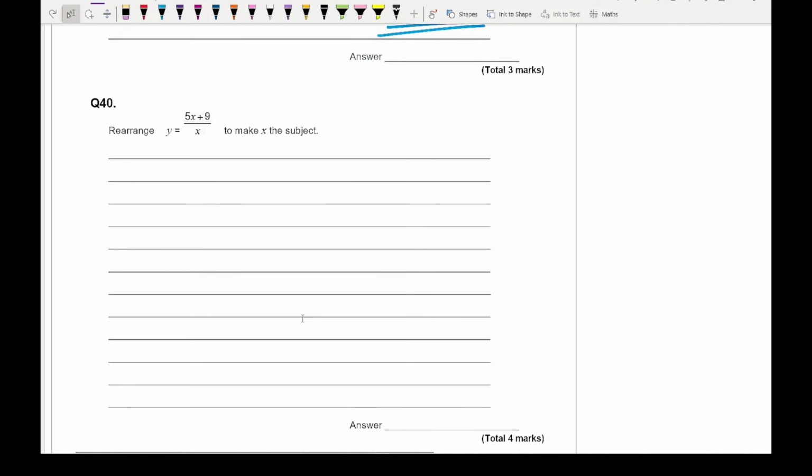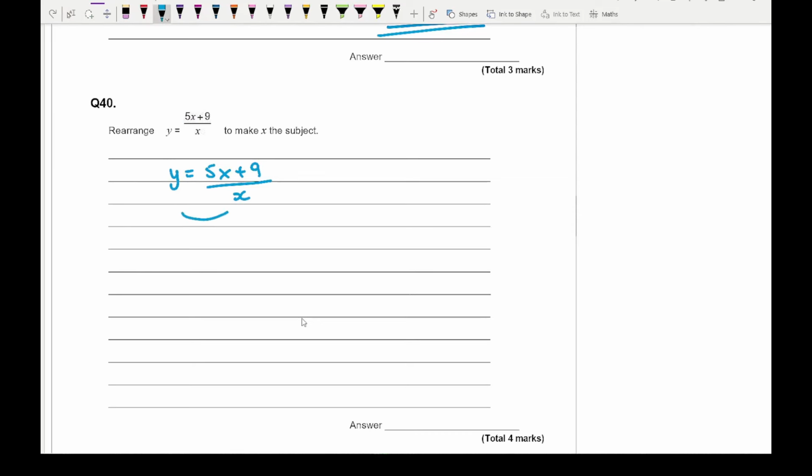The question is asking me to rearrange y equals 5x plus 9 over x to make x the subject. So for this, what I need to do first, if I just start off with this. Now again, there are multiple ways in which you can answer these types of questions. So please check the mark scheme if your answer is different to mine, because it might still be correct.